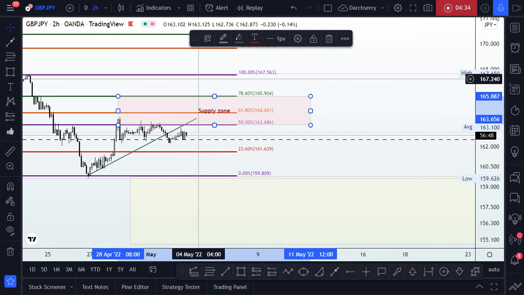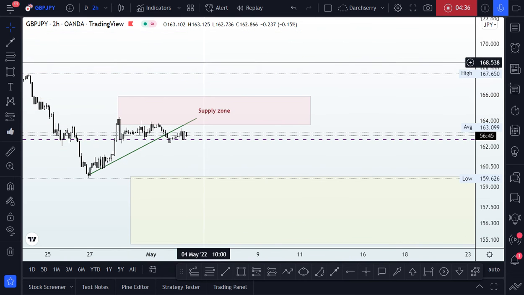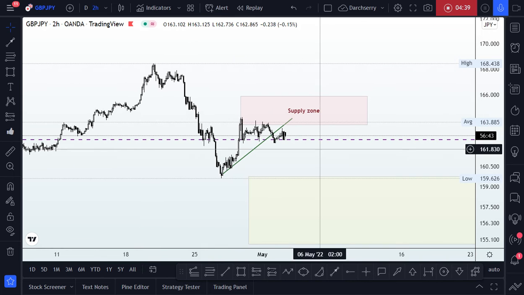Good. I think this is good. Perfect. So we have a supply zone around this area.